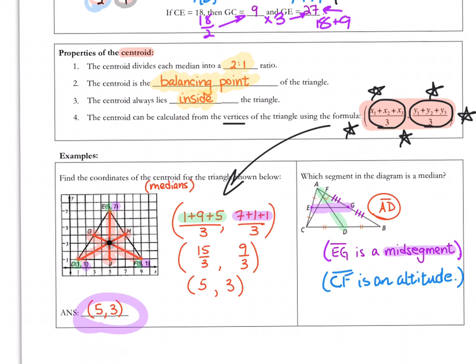And what we're going to talk about in the next portion of this video is that segment CF is an altitude. So an altitude is like the height of the triangle. An altitude goes from a vertex and makes a right angle with the opposite side. So it goes through point C and makes a right angle, is perpendicular to the opposite segment. That's called an altitude.